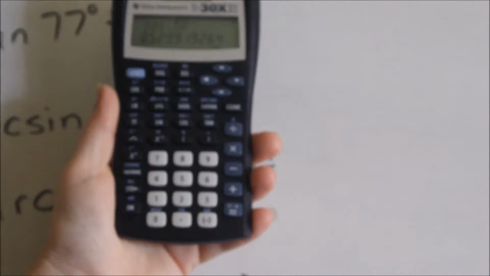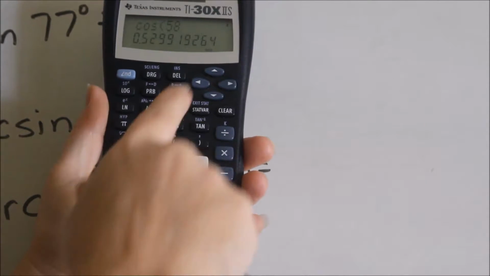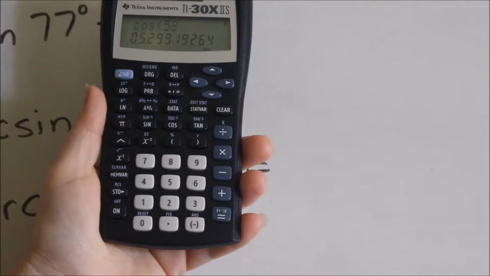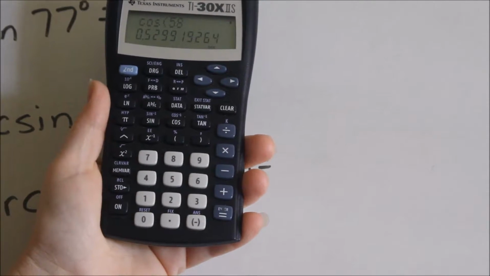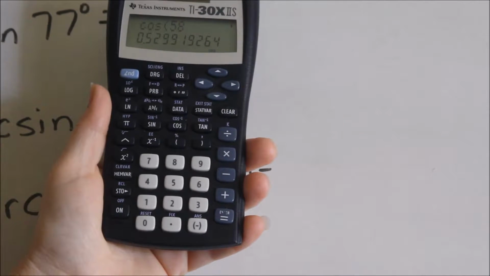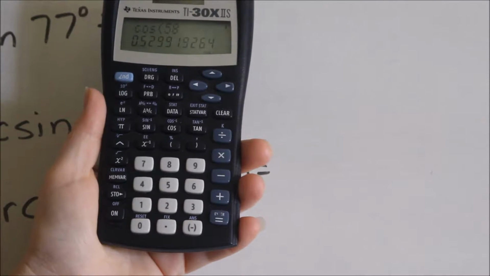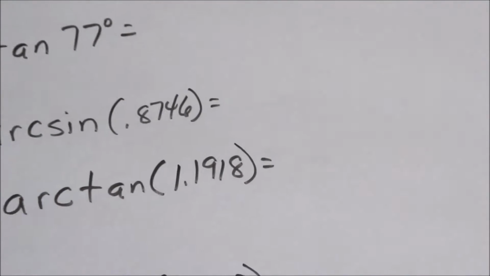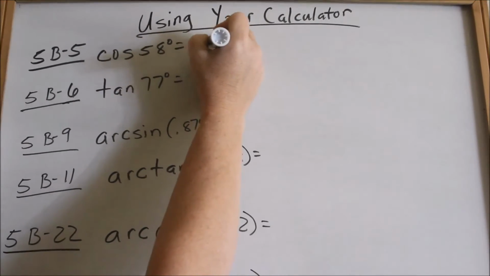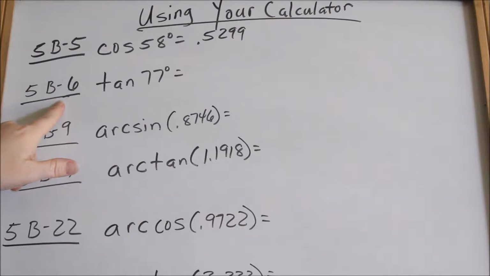And always read the instructions above your problems. The instructions say to do it to 4 decimal places. Maybe on your calculator you have to hit 58 degrees first, then the cosine button. But for this calculator, cosine button first, then 58, then enter. And rounded to 4 decimal places, cosine of 58 degrees is 0.5299.